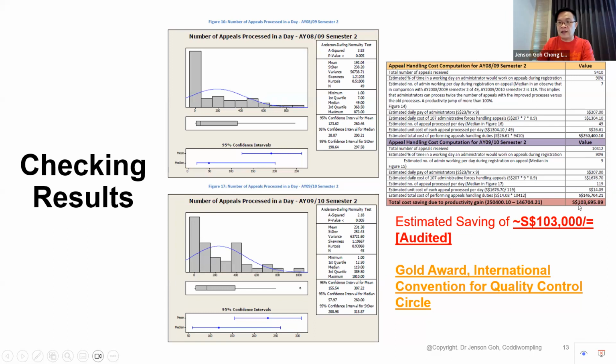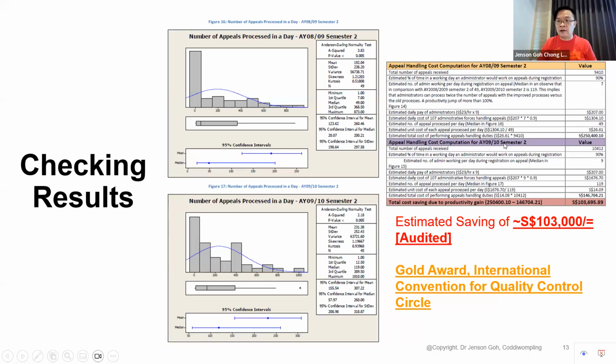This particular project was not only validated by external auditors to validate the results, but we sent it out for the International Convention of Quality Circle, which is an international level competition, and got a gold award, which is the highest accolade you can get for productivity projects. Right, so I hope this particular sharing allows you to understand the rigor involved that we hope to develop in connecting and working with the stakeholders to get consensus and buy-in on the problem that you want to solve.